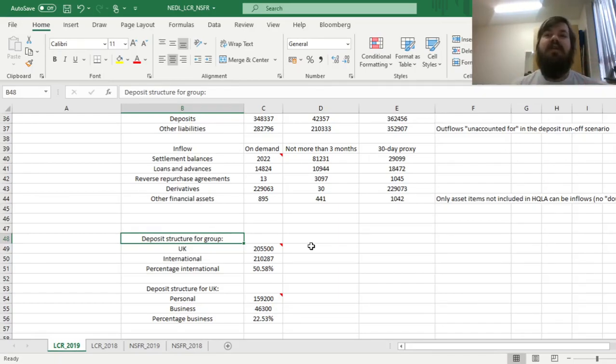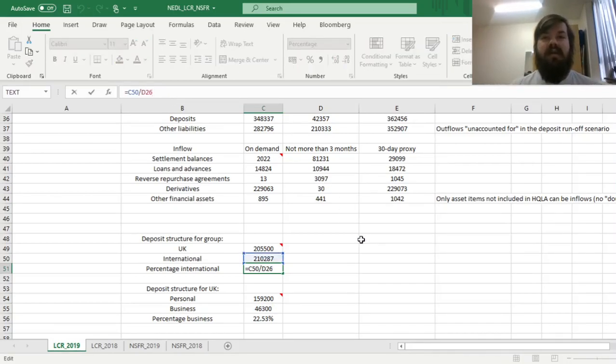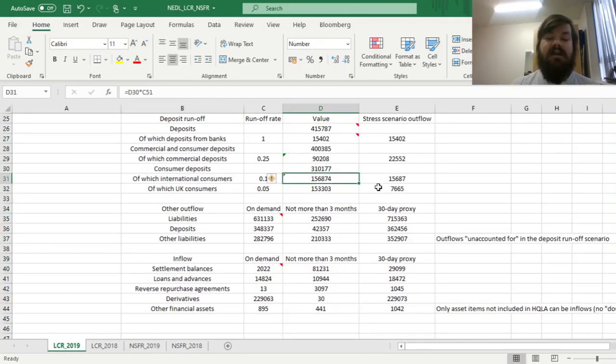And here we assume that the country structure, the location, the country of domicile of our clients is homogeneous across our personal and commercial clients. And that's, again, quite reasonable simply because Barclays is quite internationalized, mainly with operations in the UK and the US. So those international clients are mostly US clients, to be fair. And we can see that overall, roughly more than half of our clients are international, and we can extrapolate this onto our consumer deposits and get the value of approximately 157 billion pounds of international customer deposits, which would be subject to a runoff rate of 10%, getting 15.6 billion pounds of cash outflows.